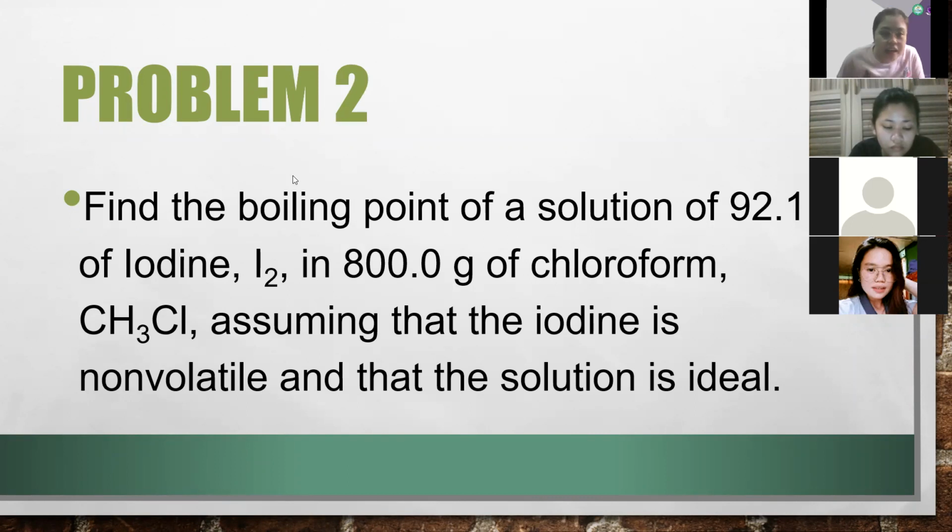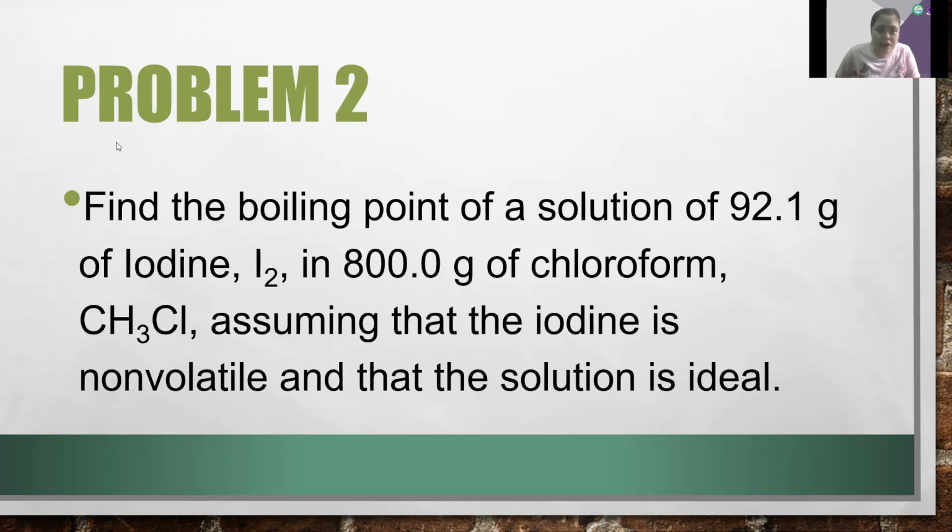We have here: find the boiling point of a solution of 92.1 grams of iodine in 800 grams of chloroform. So chloroform is CH3Cl. Assuming that the iodine is non-volatile and that the solution is ideal. Okay? So our solvent here is chloroform and iodine is being added. So we are asked to compute for the boiling point of the solution if this is the case. So remember our formula.